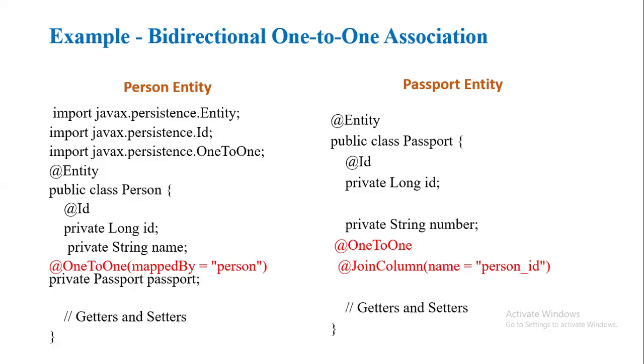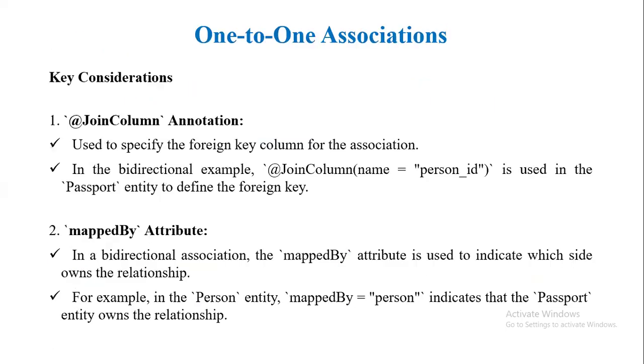Similarly, on the Passport side we have used the OneToOne annotation again, and we have used another annotation called @JoinColumn, which helps you to create a foreign key. Here we have used the foreign key as person_id. For this we have some key considerations that we can see in detail. First we'll see the @JoinColumn annotation. As I already said, the @JoinColumn annotation is used to specify the foreign key column for the association.